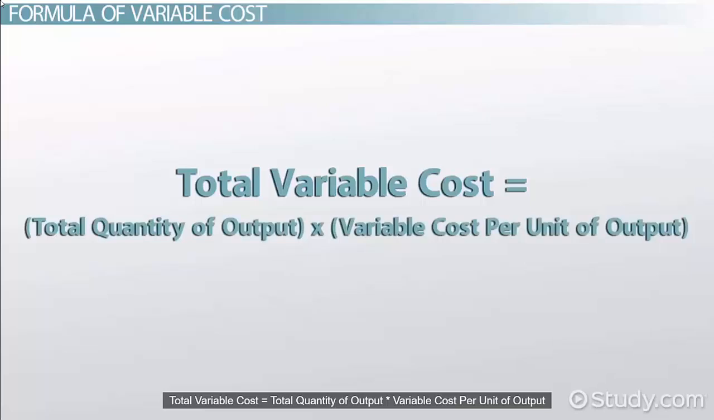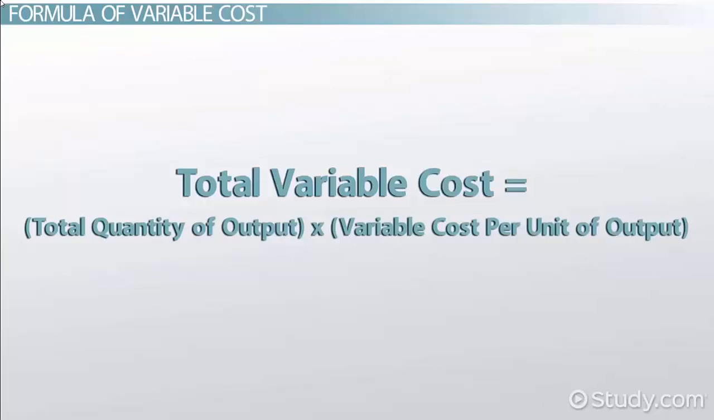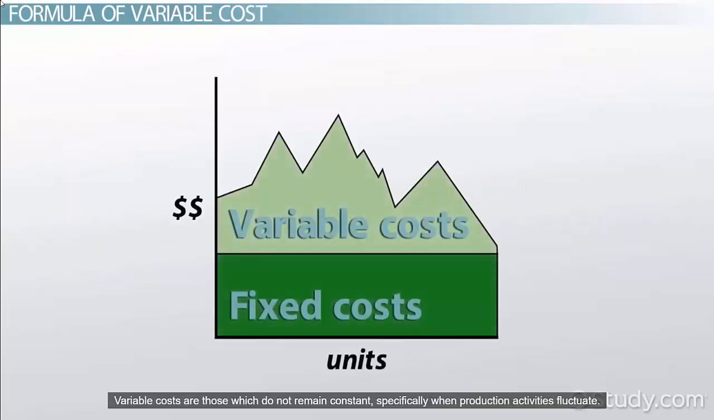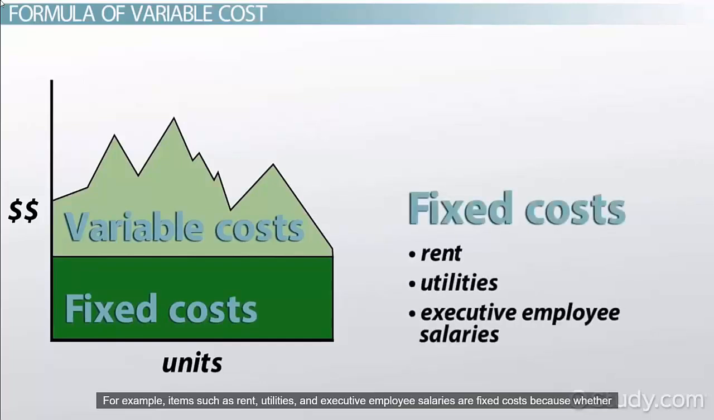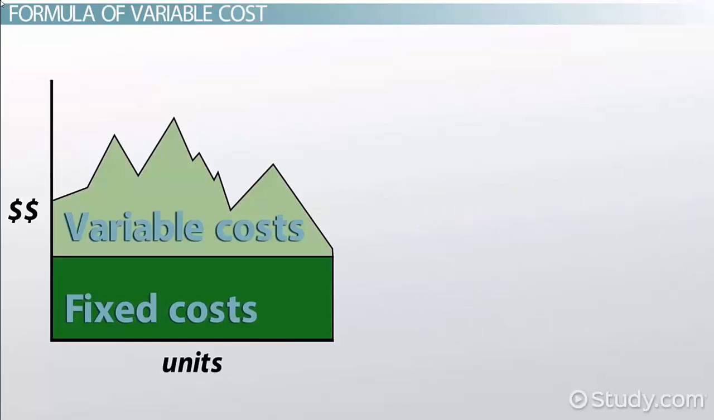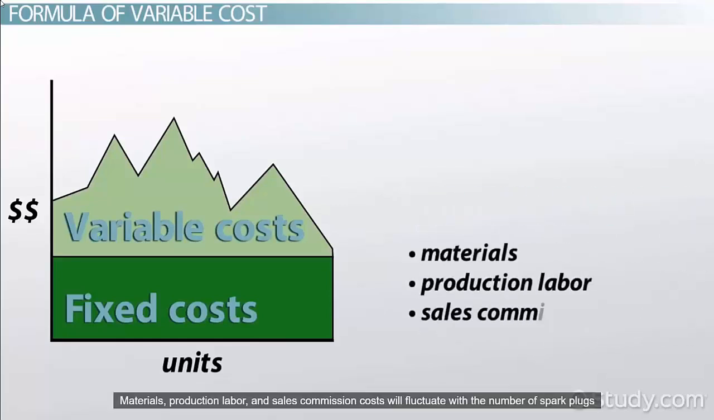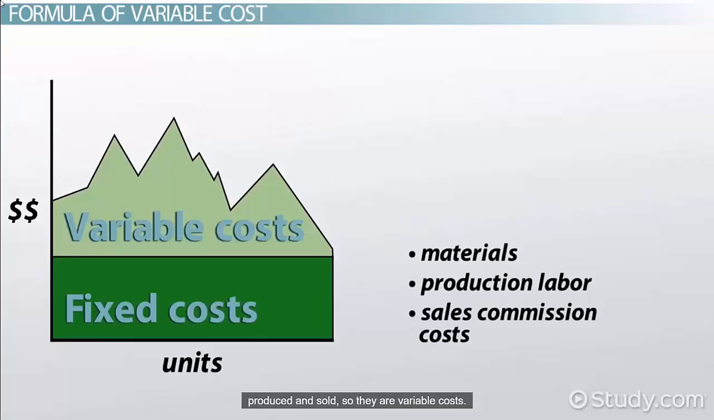To recognize variable costs, it is important to understand how to categorize costs. Variable costs are those which do not remain constant, specifically when production activities fluctuate. For example, items such as rent, utilities, and executive employee salaries are fixed costs because whether you produce one spark plug or 50,000 spark plugs, these costs will remain constant each month. Materials, production labor, and sales commission costs will fluctuate with the number of spark plugs produced and sold, so they are variable costs.